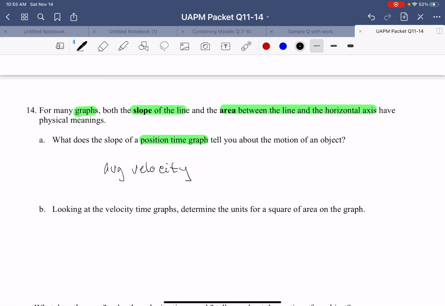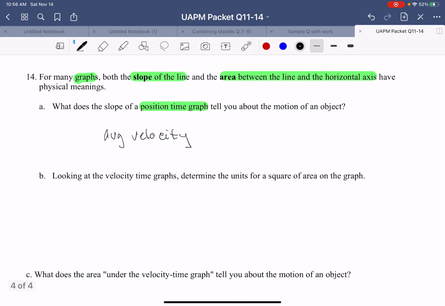All right, so then it says, looking at the velocity time graph, what is the units for a square on the graph? So if you looked at each one of those squares on the graph, the vertical part of that square would be 1 meter per second, and the horizontal part would be 1 second. So the area of each one of those is 1 meter per second times 1 second, or 1 meter. Each unit of the square is 1 meter, and the unit is meters.